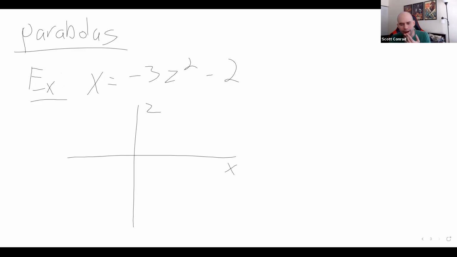So not quite. If you think of this as x and y, if we had y equals x squared, where x is the horizontal guy, it would be opening in the direction of positive y. If we had z equals negative 3x squared, it'd be opening downwards in the negative z direction. But we have x equals negative 3z squared. So it's in fact opening in the negative x direction, like this. And the x-intercept is negative 2.